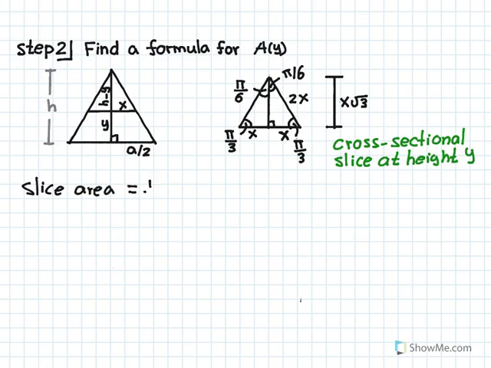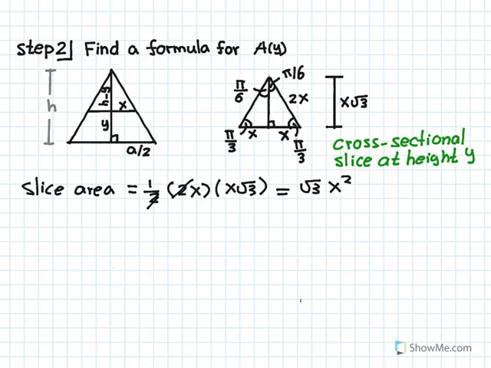is going to be 1/2 the base. The base has a length of 2x, times the height, which we found to be x root 3 from the 30-60-90 triangle. The 2 cancels with the 2 here, so we get root 3 x squared. But we need the slice area, the cross-sectional slice, to be a function of y, not x. So let's apply similar triangles to express x as a function of y.